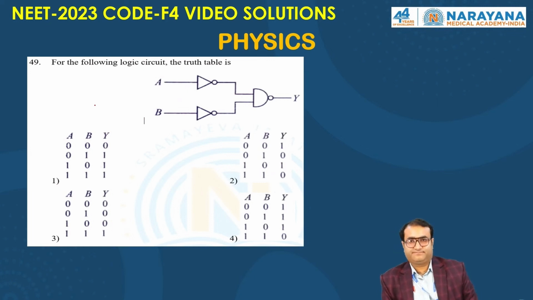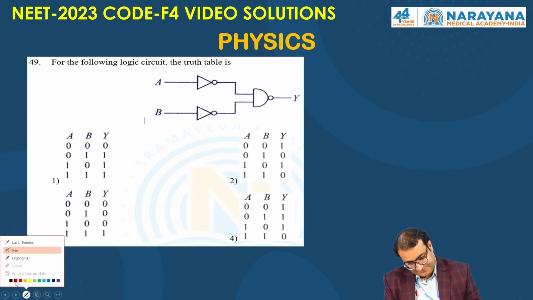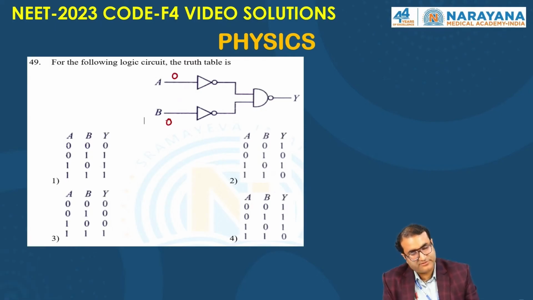Question number 49. If you connect a NOT gate with a NAND gate like this, it will become OR gate. The truth table of OR gate should match here. Or you can go individually. If you put 0 and 0, supply 0 and 0. 0, 1 will come here, 1 will come here. Output of a NOT gate for a 0 is 1. 1 and 1. For a NAND gate, its output will be 0.